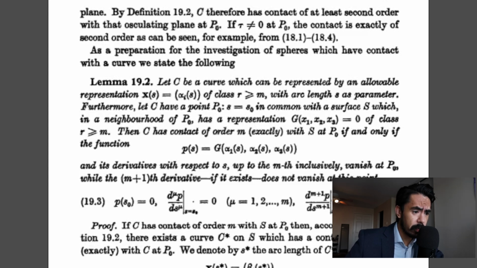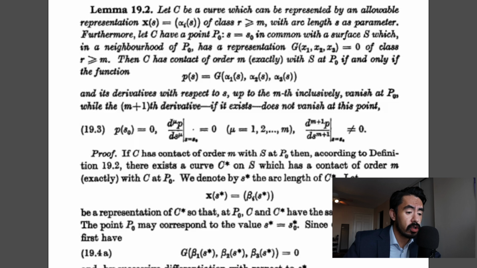As a preparation for the investigation of spheres which have contact with a curve, we state the following. This is Lemma 19.2, which will be proved. Let C be a curve which can be represented by an allowable representation x of s, which is equal to function alpha sub i of s of class r greater than or equal to m, with arc length s as a parameter, and i is equal to the number of dimensions that this parametric representation is given in terms of, probably 3 for the sake of this.